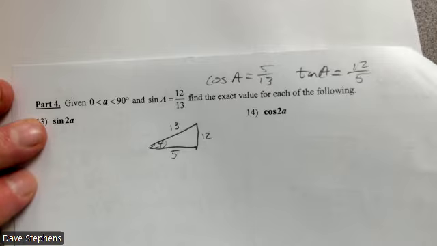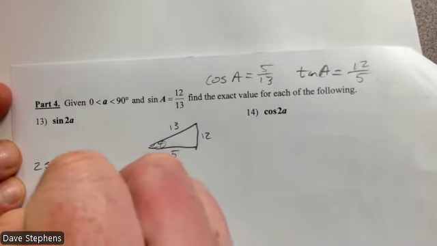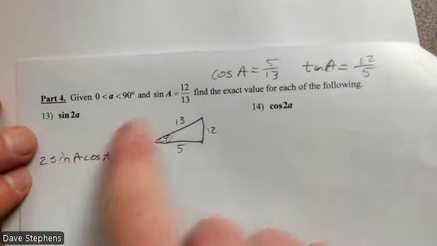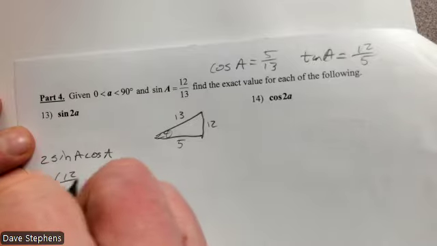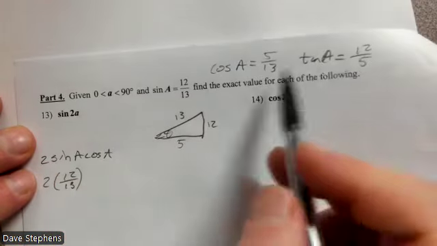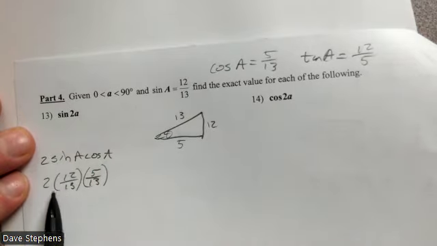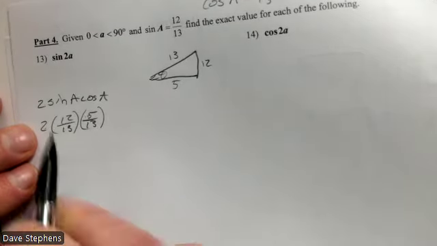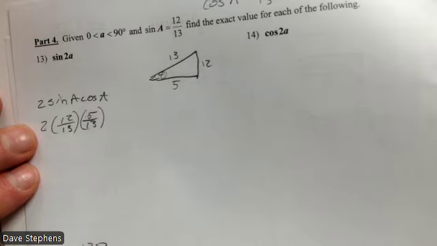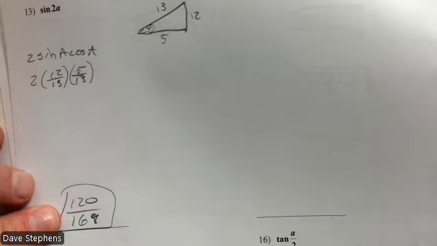So the sine of 2A is 2 sine A cosine A. And sine A, it tells me, is 12 over 13. All right, so 2 times 12 over 13. And the cosine of A was 5 over 13, so 5 over 13. And now we just multiply cross top, cross bottom. So 2 times 5 is 10, times 12 is 120, 13 times 13 is 169. So 120 over 169.